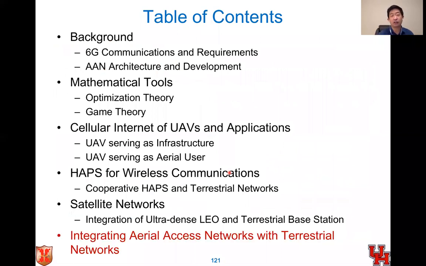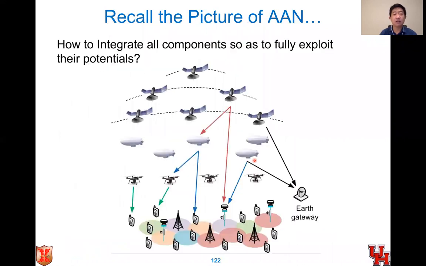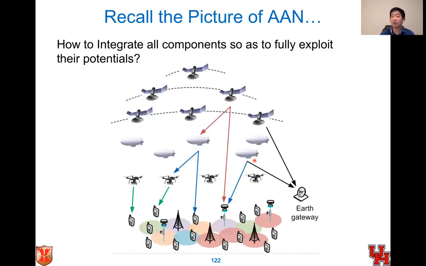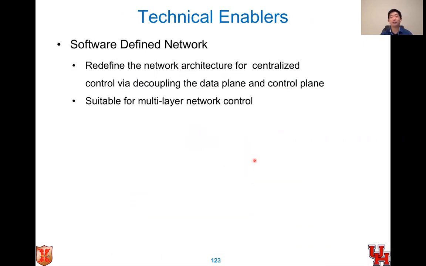And finally, let's talk about the integration of aerial access network with terrestrial network. So this is the AAN, and you have all these different structures. The technical enabler is software-defined network. We define the network architecture for centralized control, decoupling data plane and control plane, suitable for multi-layer network. This looks like network virtualization, right? For network virtualization, you need this kind of software-defined network.